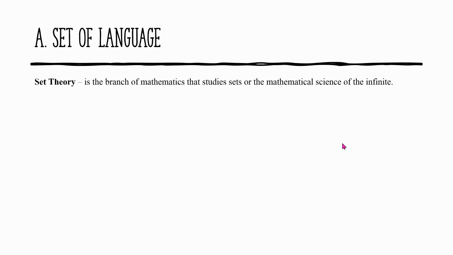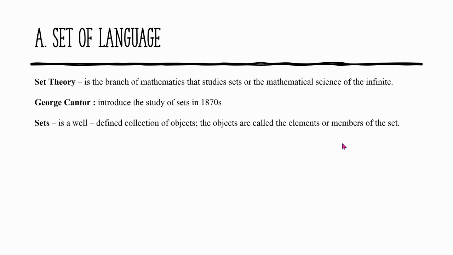Set theory is a branch of mathematics that studies sets, or the mathematical science of the infinite. It was introduced by Georg Cantor, a German mathematician, in the 1870s. A set is defined as a well-defined collection of objects. These objects are called elements or members of the set.